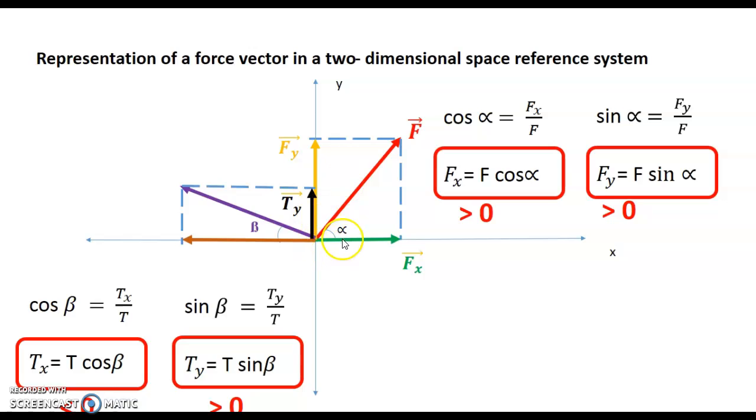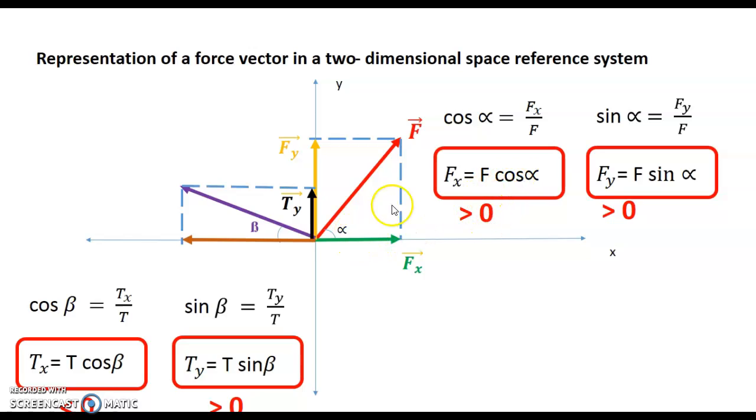From the trigonometric relation in a right triangle, cosine alpha equals adjacent over hypotenuse, which is Fx over F, then Fx equals F cosine alpha. Alpha belongs to the first quadrant, so cosine is positive, and F, the magnitude of a force, is positive. So positive times positive is positive.